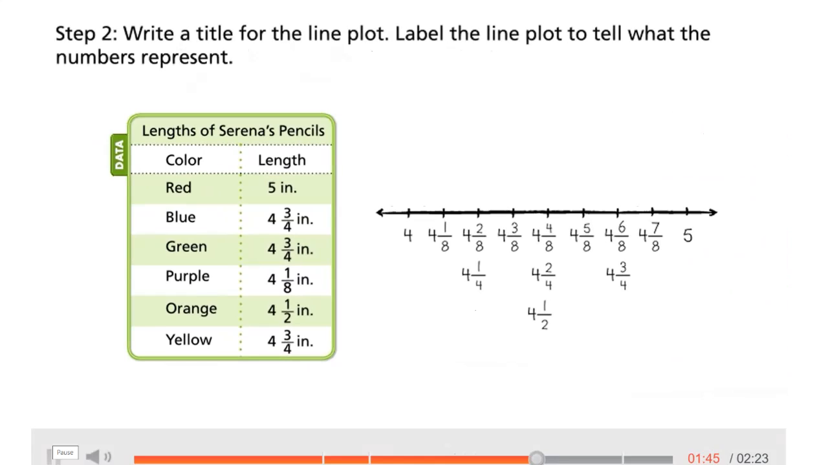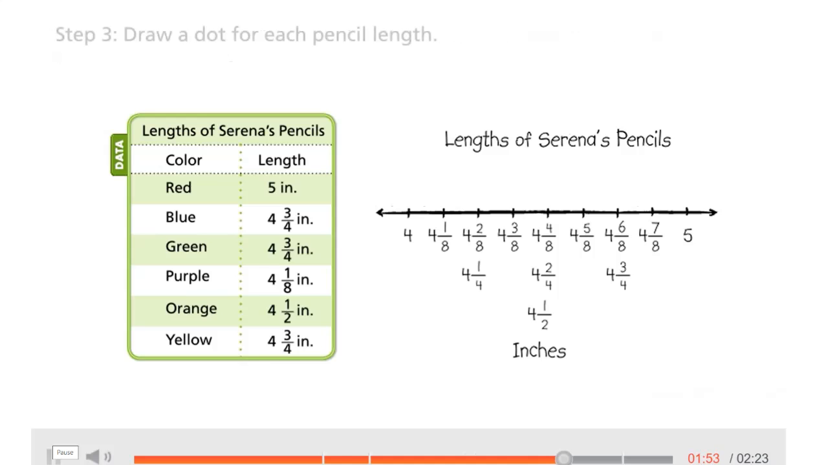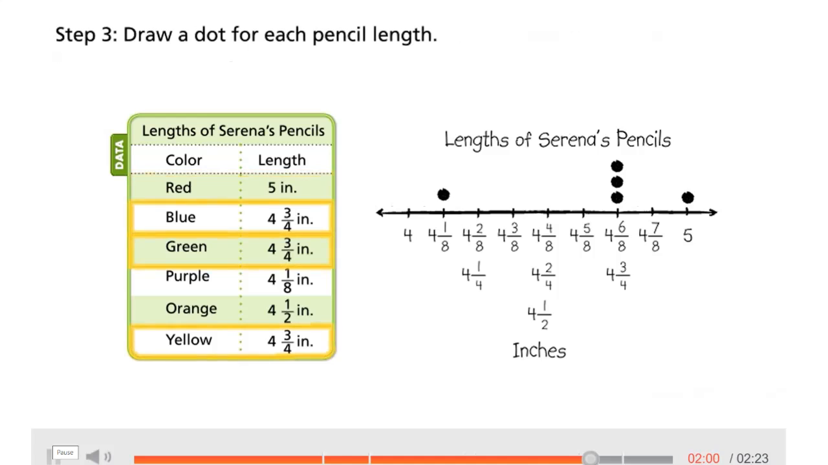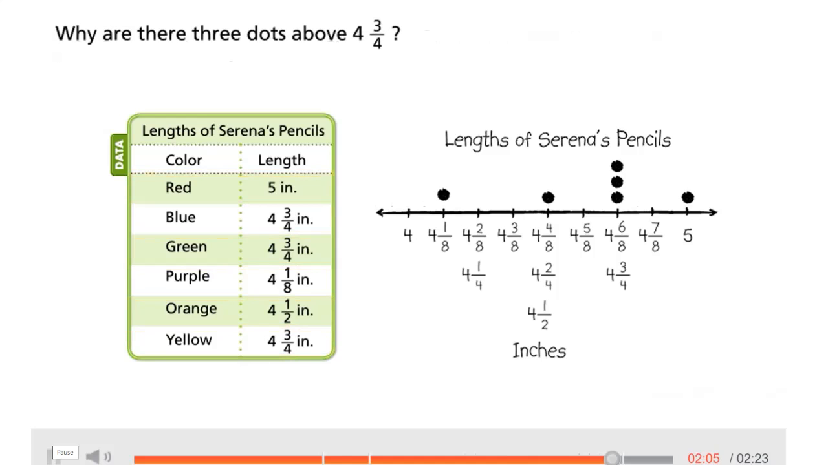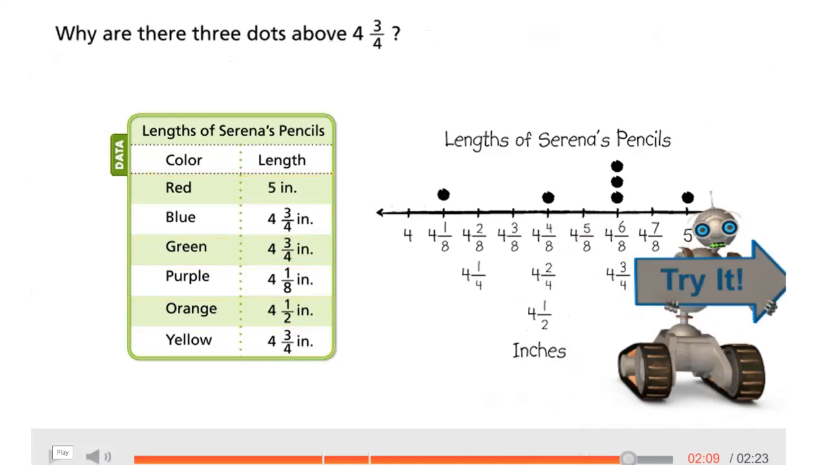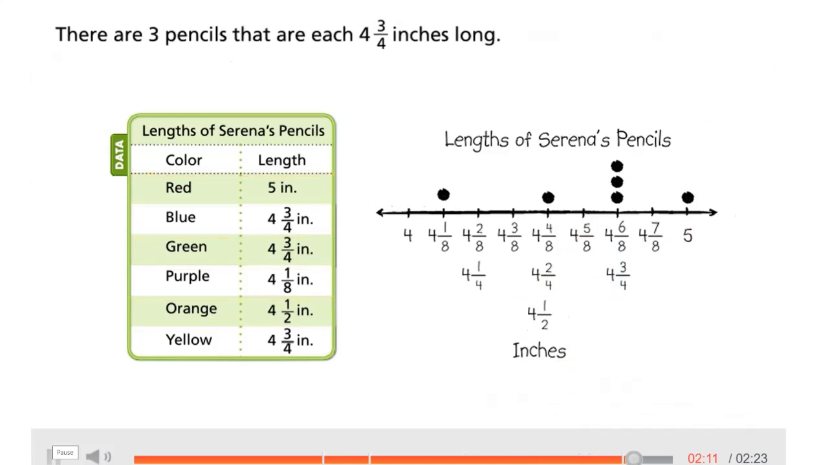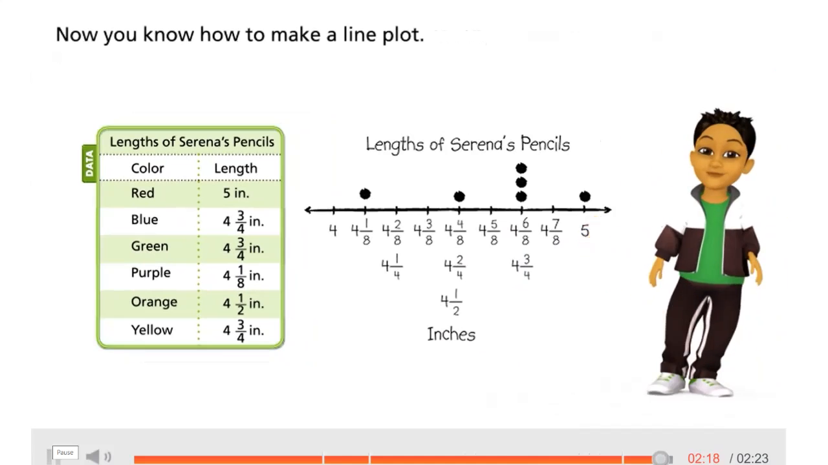Step 2. Write a title for the line plot. Label the line plot to tell what the numbers represent. Step 3. Draw a dot for each pencil length. Why are there 3 dots above 4 3/4? There are 3 pencils that are each 4 3/4 inches long. Now you know how to make a line plot.